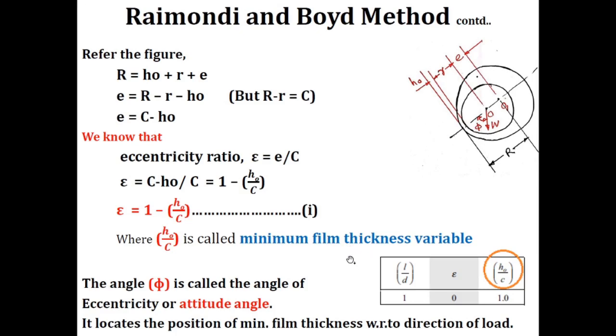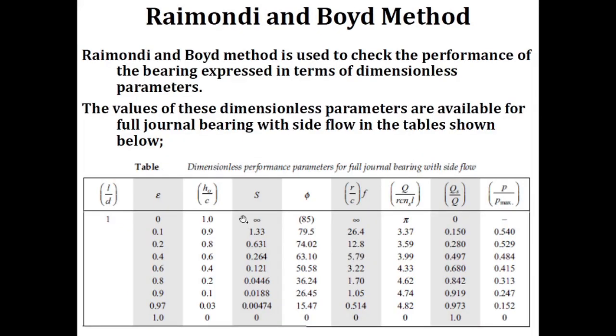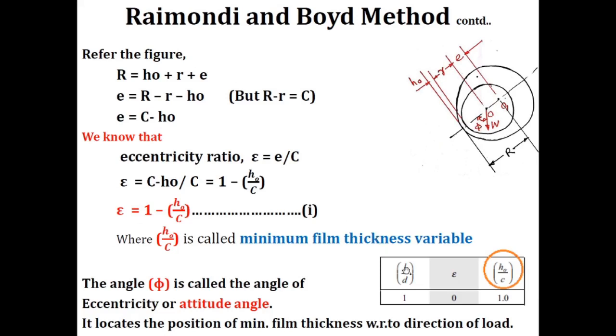So the table we have just seen is this table, where this term is HO upon C. I have tried to highlight the terms one by one. So here HO upon C is highlighted. From the table we are able to find the value of the minimum film thickness variable.